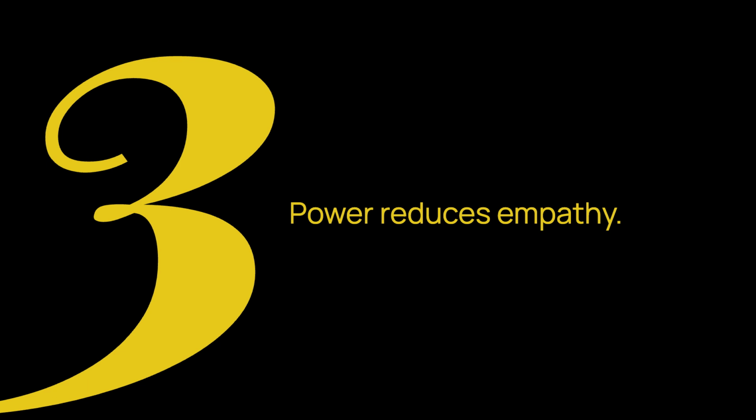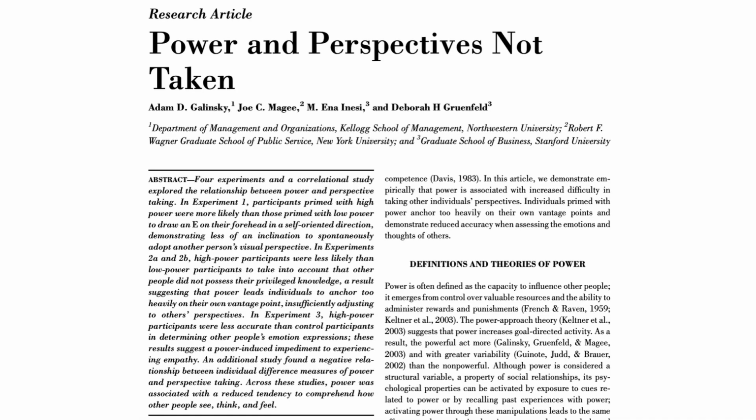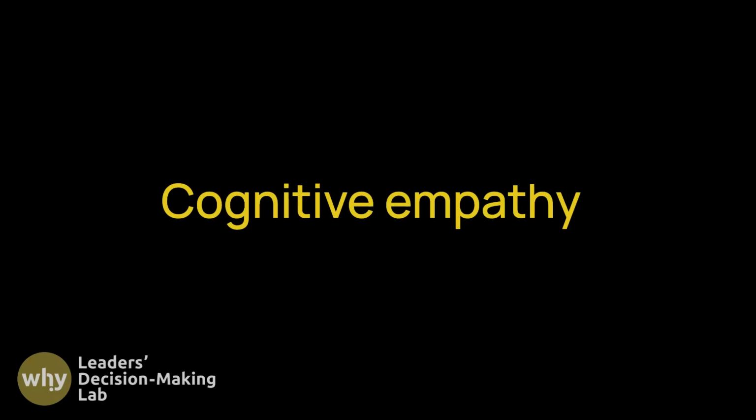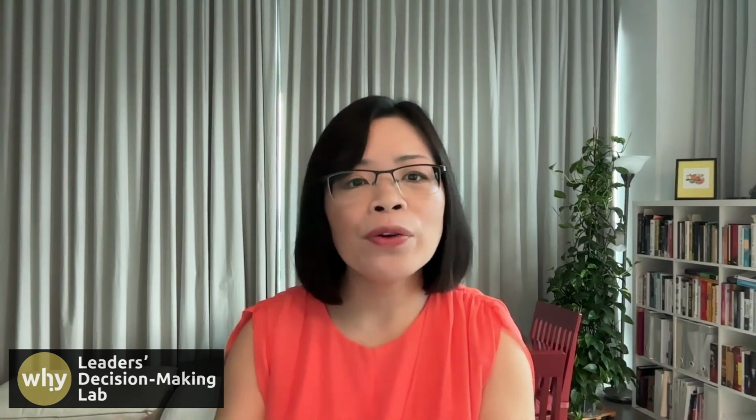Third, power reduces empathy. In an article titled Power and Perspectives Not Taken, published in Psychological Science in 2006, Galinsky and his team showed that individuals with power are less likely to take the perspectives of others. Taking others' perspectives is one of the three core dimensions of empathy, alongside emotional empathy and compassionate empathy. This dimension, often called cognitive empathy, refers to the ability to understand and mentally put oneself in another person's shoes. It's about seeing the world from someone else's point of view.